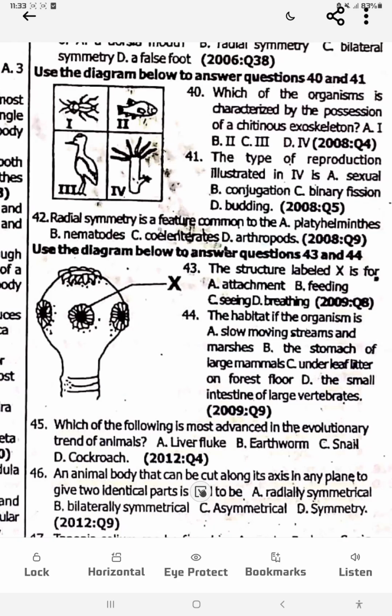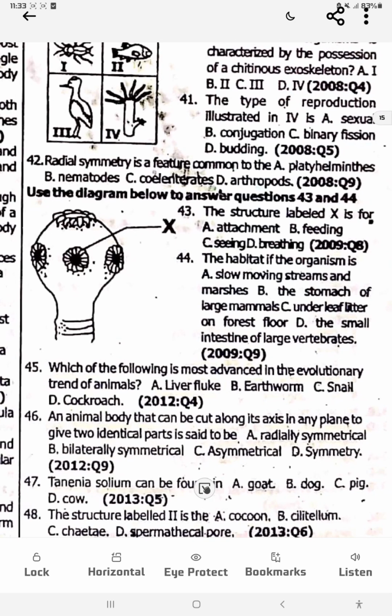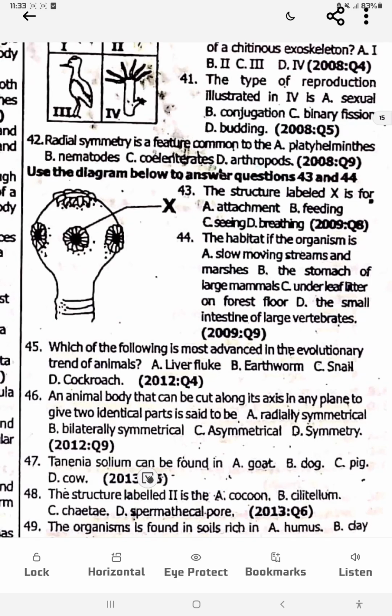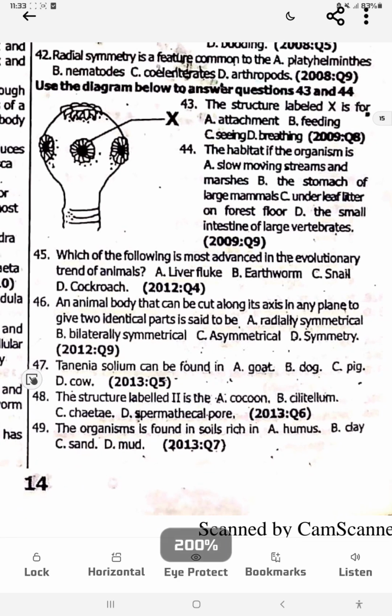46. An animal body that can be cut along its axis in any plane to give two equal identical parts is said to be radially symmetrical. Example, coelenterate, hydra. 47. Taenia solium, this one can be found in a pig. Option C. I'm trying to beat time now. There are just 51 questions here.